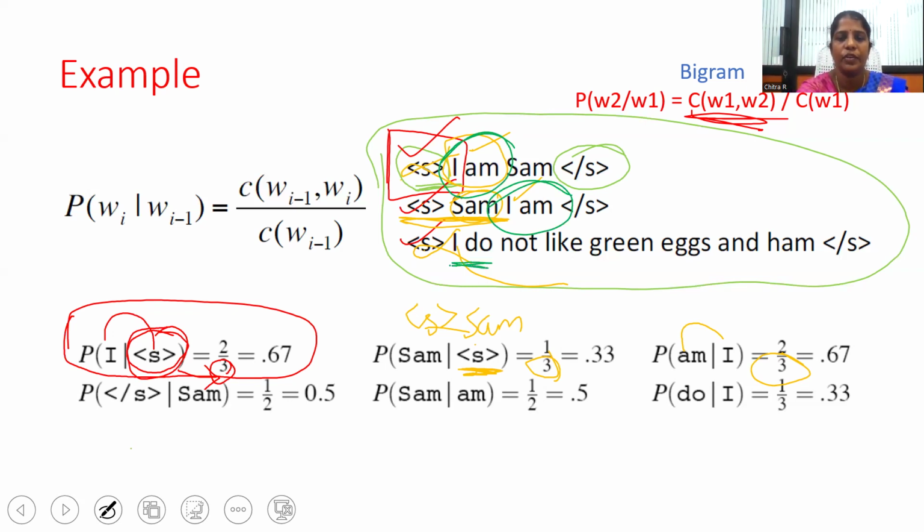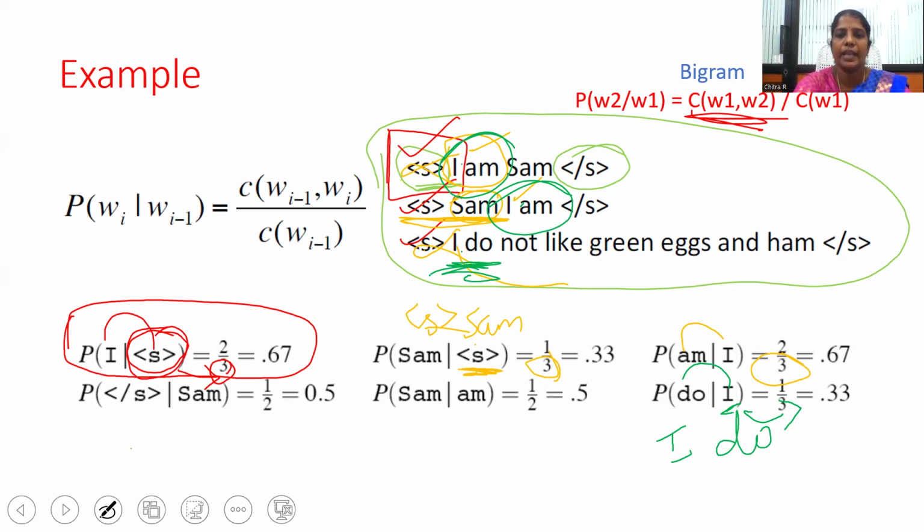Like this, I'll find it for I do. How do you write it? Probability of do divided by I. That is equal to: find how many times I is available. I is available 3 times, 1, 2, 3. And here, take I do, the combination I do, which is a bigram. How many times is I do available? Only 1 time. So it's 1 by 3.